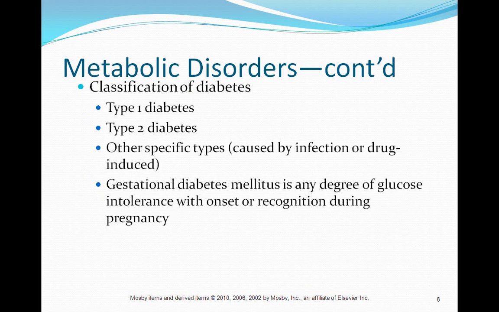We talk about type 1 and type 2. Remember, type 1 is insulin dependent. Type 2 is where you may have insulin but not enough. You have other specific types caused by infection or drugs. Gestational diabetes mellitus is any degree of glucose intolerance with onset or recognition during pregnancy. So whether you are already diabetic or you develop it at any time, we call it gestational diabetes.